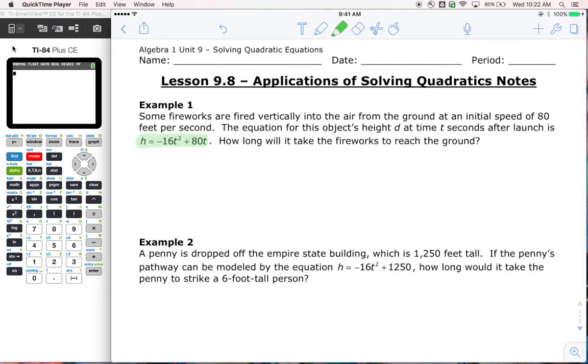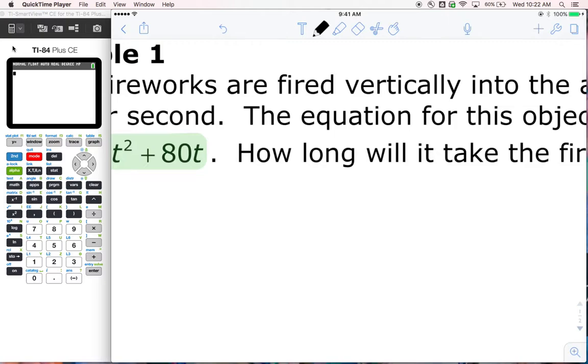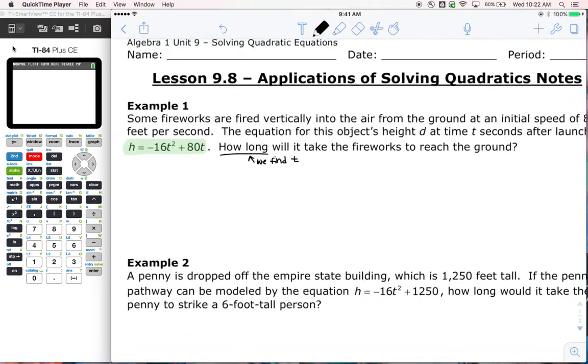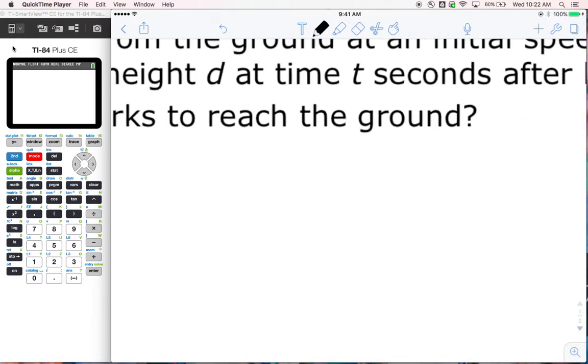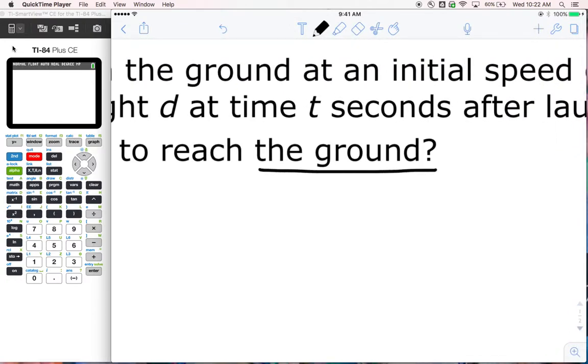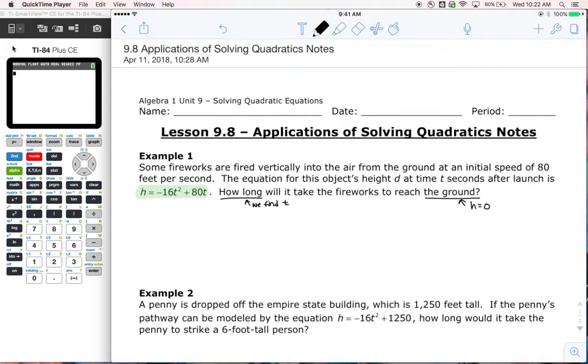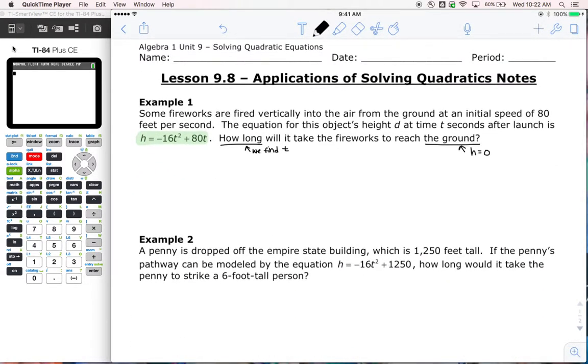I want to break this question into two parts. First, it's asking how long, which means we find t, we find time. Then at the end, it says reach the ground, and you need to understand that means h is going to equal 0. The height from the ground is 0, so we use 0 for h. If you understand those two things, this problem becomes quite simple.